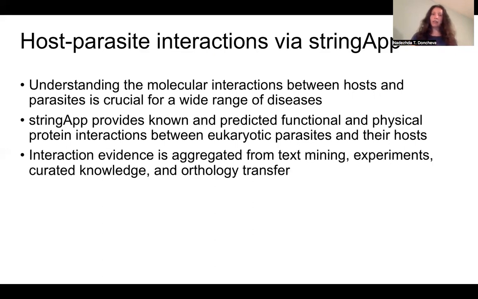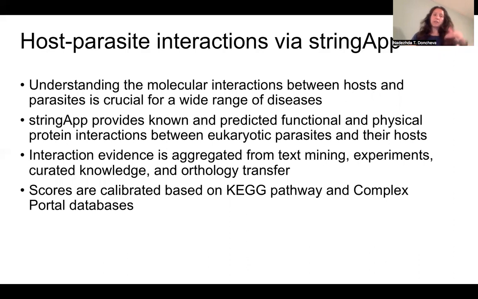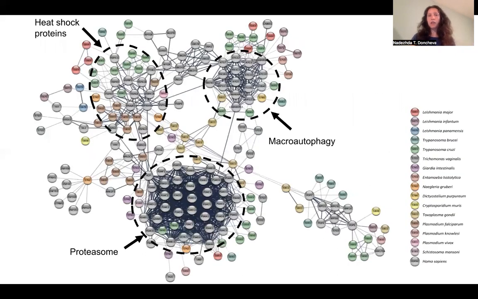We do that by collecting and aggregating evidence from text mining, experiments, expert knowledge and ortholog transfer. And we also, as usual for string interactions, calibrate the scores based on the KEGG pathways in complex portal databases. As a result, we can create a host-parasite interaction network that has edges that are scored with confidence scores about how likely the proteins are to interact with each other.